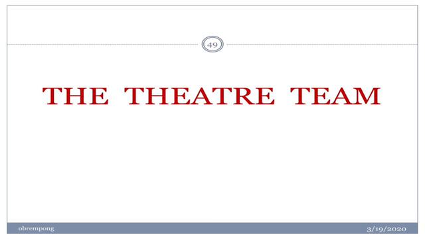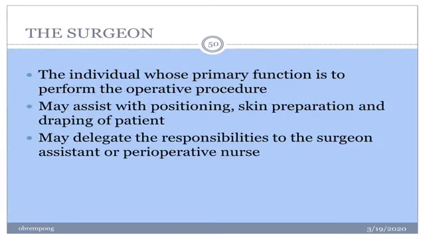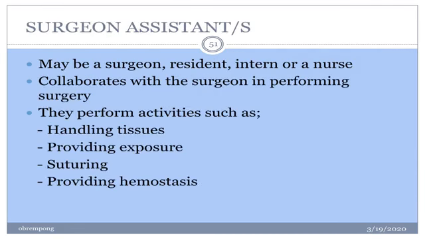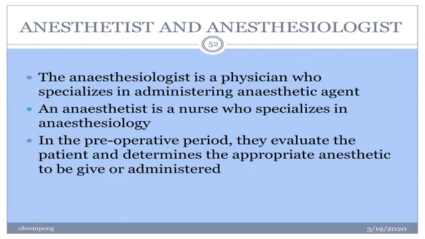So who makes up the theater team? For a theater team, the surgeon is needed, whose sole primary function is to perform the operation or the procedure. The surgeon may also have people to assist, or may delegate some of the responsibility to a surgeon assistant or perioperative nurses to help. The surgeon assistant may be available to perform certain activities such as handling tissues, providing exposure, that is opening up the area for the surgeon to be able to operate on, suturing, and providing hemostasis so that you can get a clean area to dress up.